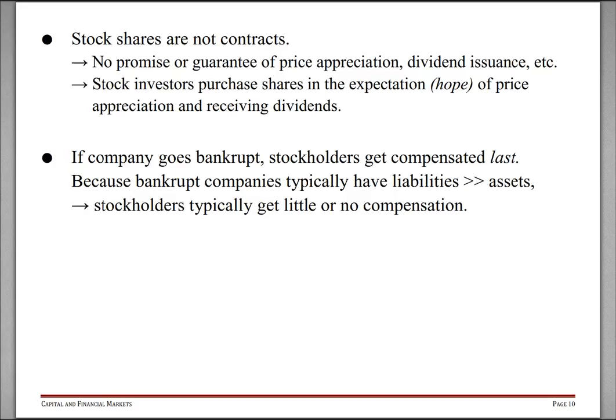If a company goes bankrupt, stockholders get compensated less, and they almost always get nothing because bankrupt companies typically have more liabilities in bonds and loans than they have in assets they can sell off to pay off those bonds and loans. So what happens is the debt investors in a company don't get paid off fully, but because stock investors get paid after debt investors, there is usually nothing left for stock investors.